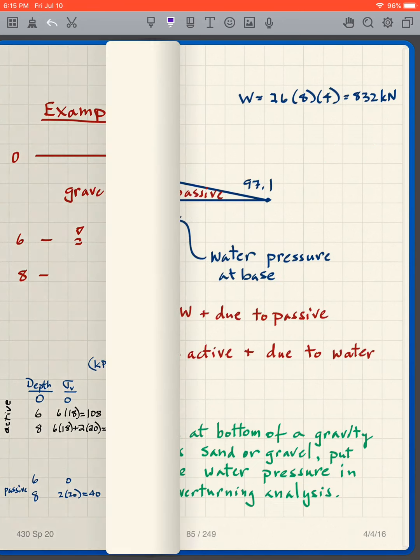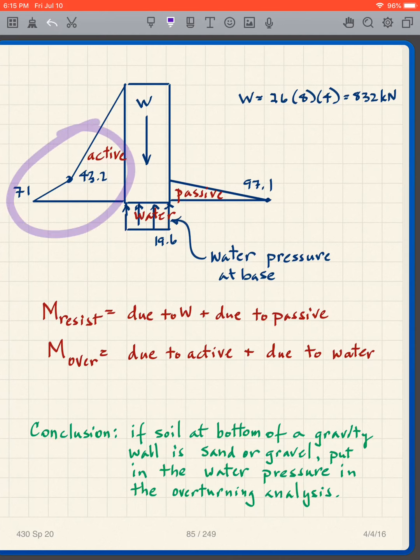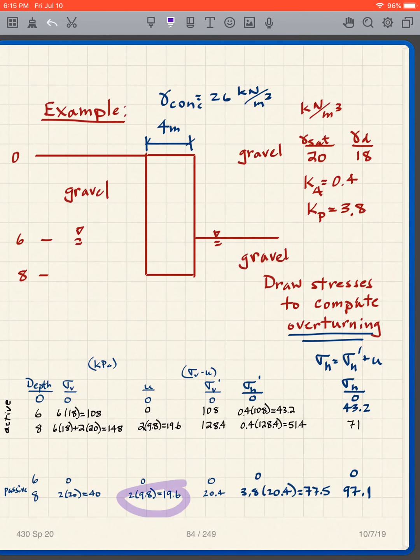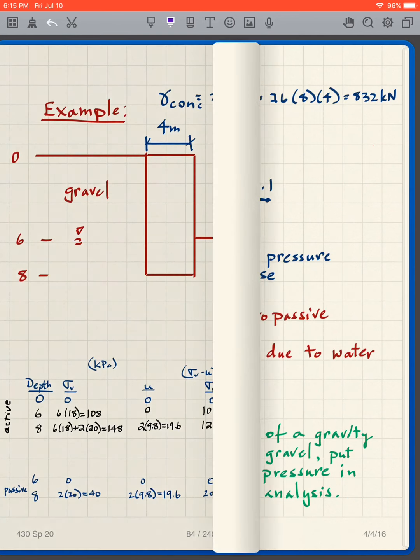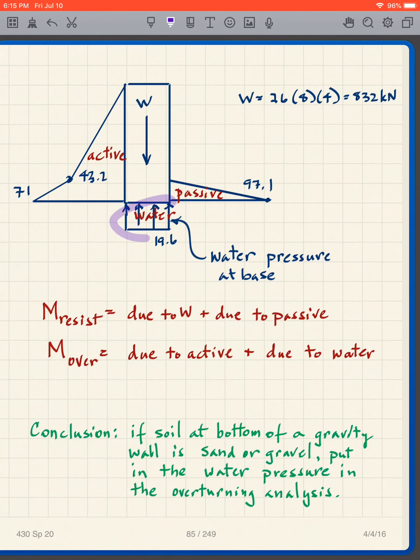And there's our plot. The active, the passive. Now what do we do here? Well, we've got to put on the water. Where does that come from? That 19.6 comes from right there. The water table is at the same level on both sides. It's 19.6 on both sides. So for overturning, we have to put in that water. Why also? Because it's gravel. The water comes out of the gravel to give us that water pressure at the base. If the soil were clay or silt, we wouldn't put that in there.